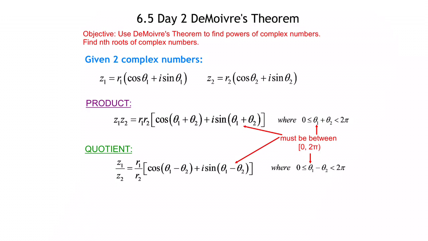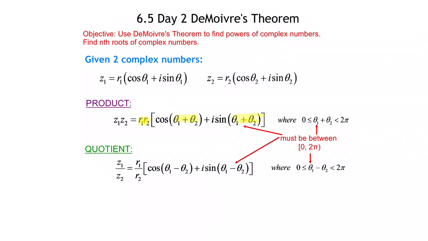Given two complex numbers in polar form, z sub 1 is equal to r sub 1 cosine of theta sub 1 plus i sine theta sub 1, and z sub 2 will have the same thing as the first one, but r sub 2 and theta sub 2. So to find the product of two complex numbers in polar form, you will multiply the two r values together, but the angles you will add together. Okay? So you'll multiply the two r values together, but you'll add the thetas.